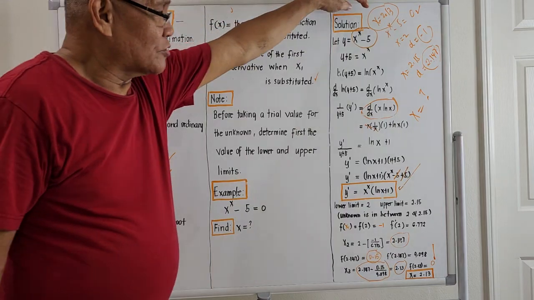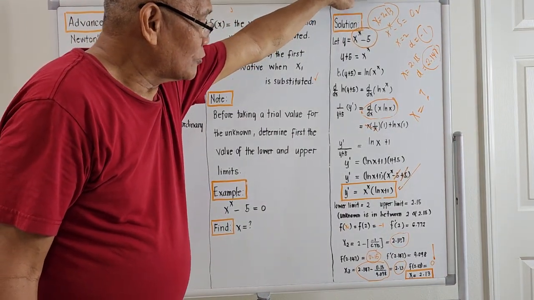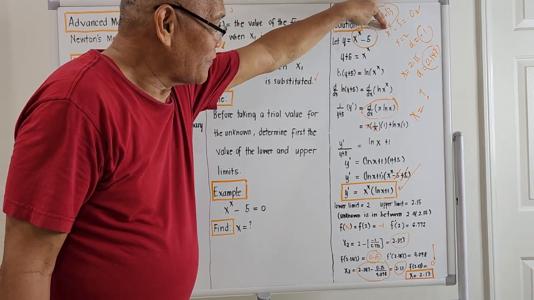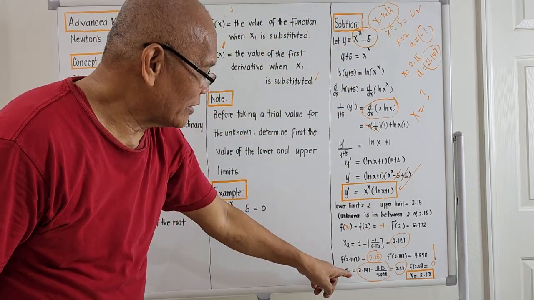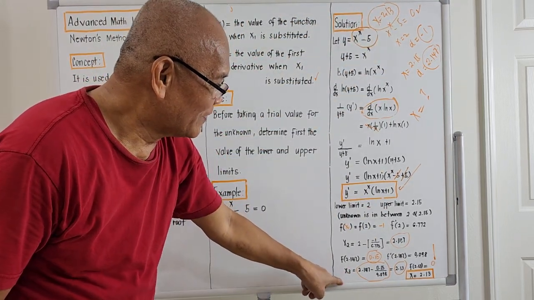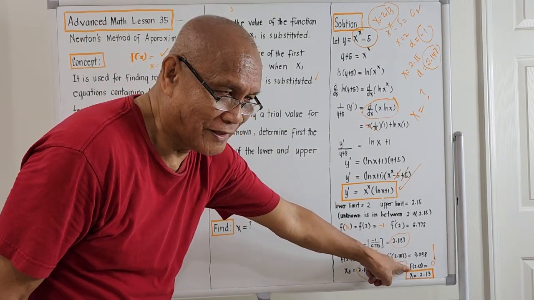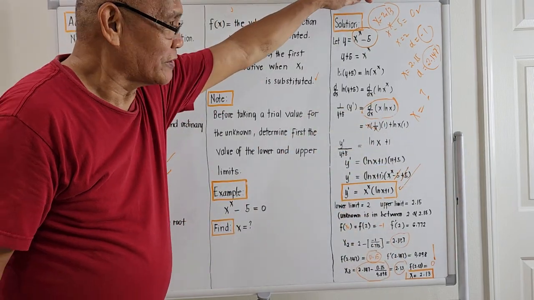The answer here is 2.13. 2.13 raised to 2.13 is 5. So 5 minus 5 is equal to 0. The difference is 0. So actually, on our third trial, okay, when we put the value of x to be 2.13, the difference is 0. So the correct answer should be 2.13.